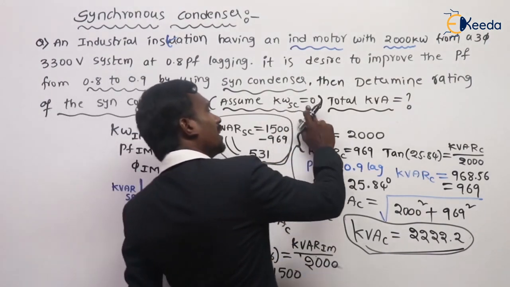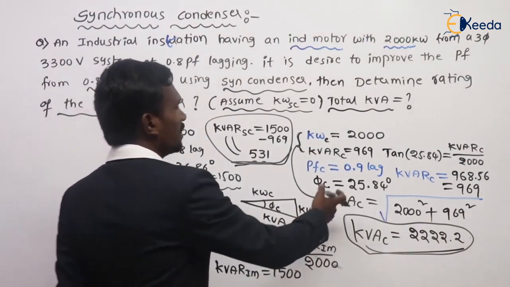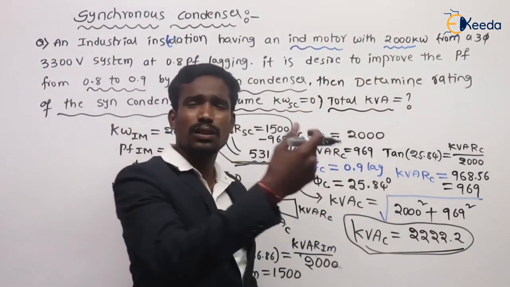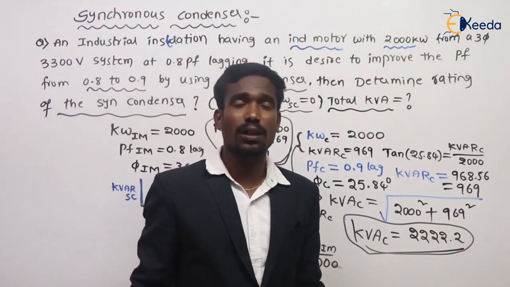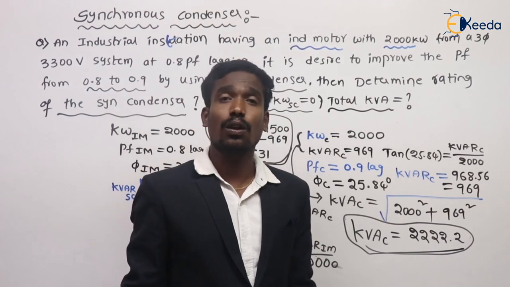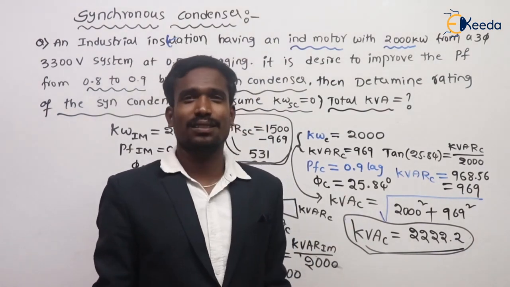If they give the kW of the synchronous condenser as 1000, then the kW increases to 2000 plus 1000, 3000, like that. That is called synchronous motor operation. You have to do this. This is a very, very important question for competitive exams.